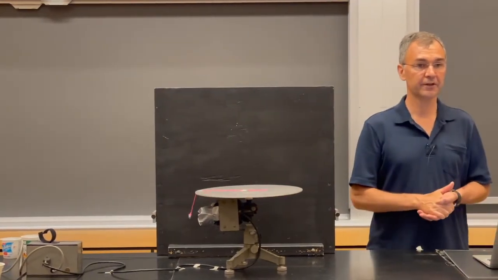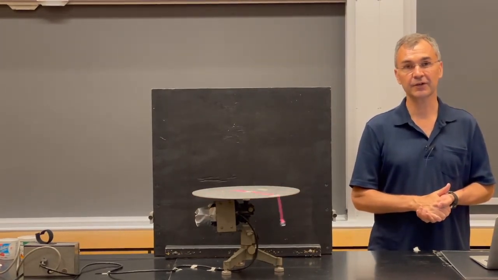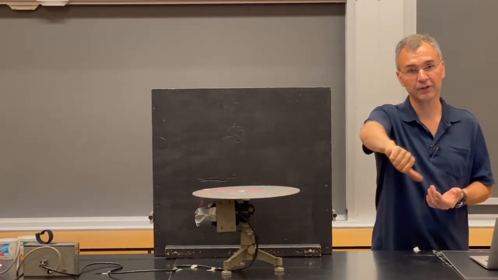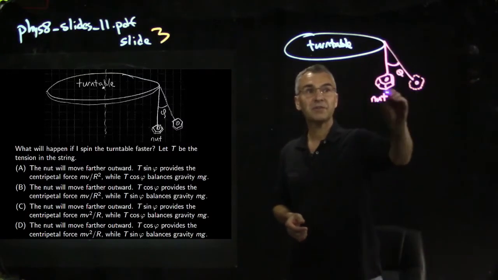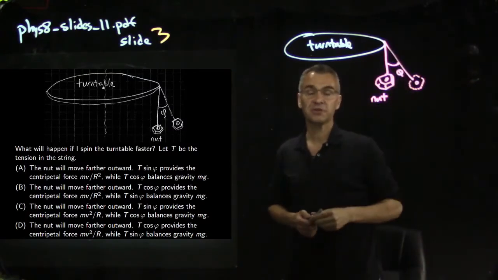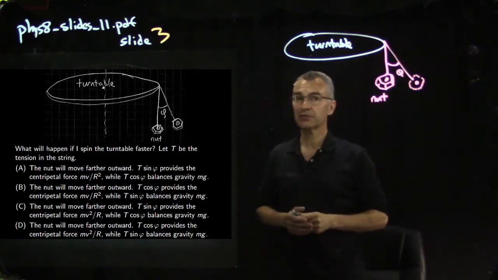So I've started the turntable spinning, and I think you can see the string is now deflected a little bit outward. So I think what happened is that the nut deflected outward, as we saw in the demo. So now what will happen if I spin the turntable faster?